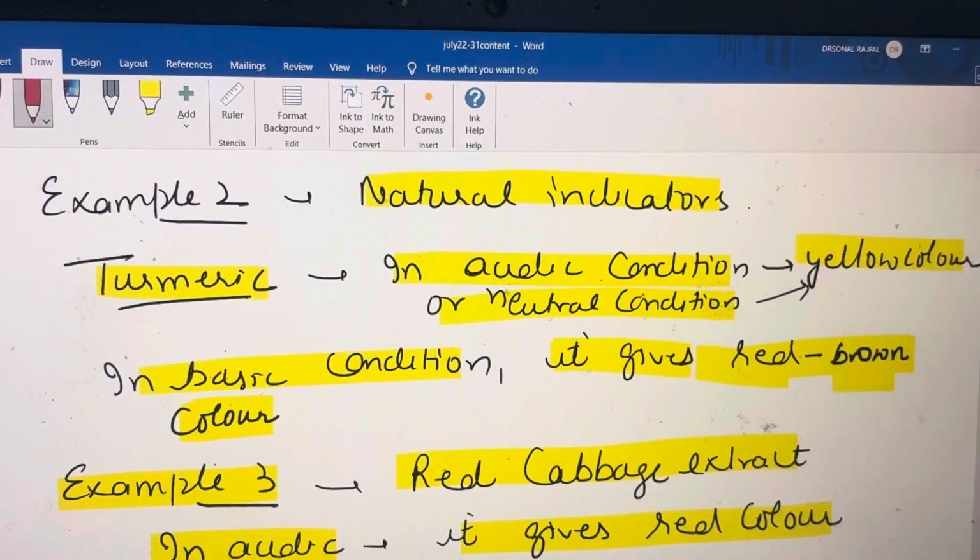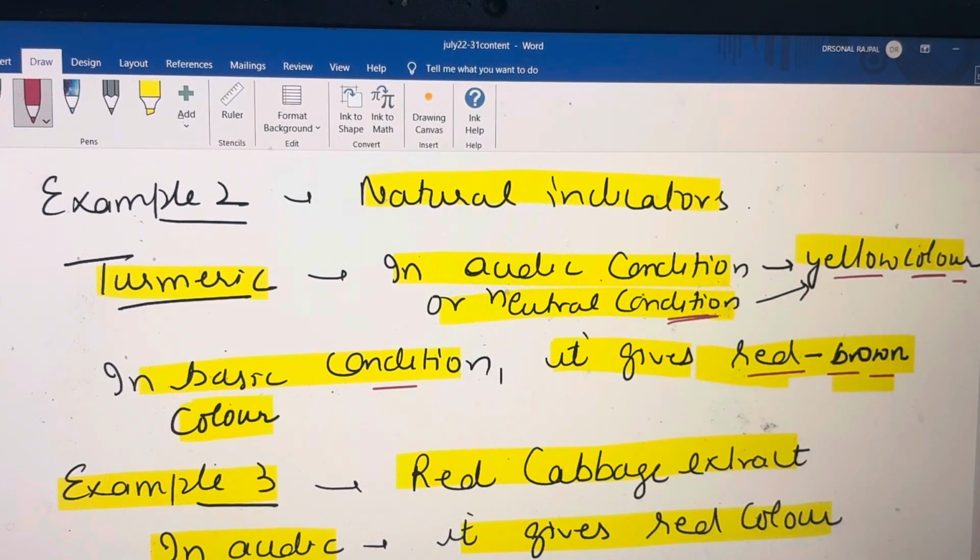You know students, you are aware of turmeric. In acidic conditions or in neutral conditions, the color of turmeric is always yellow. But in basic conditions, turmeric gives a red brown color. So its color changes in basic condition.